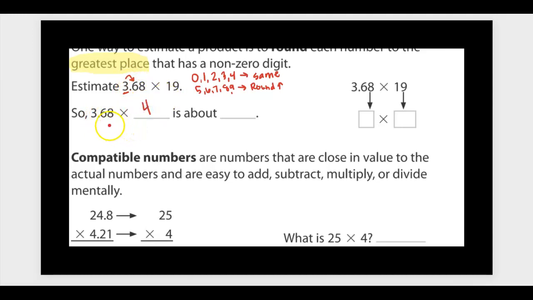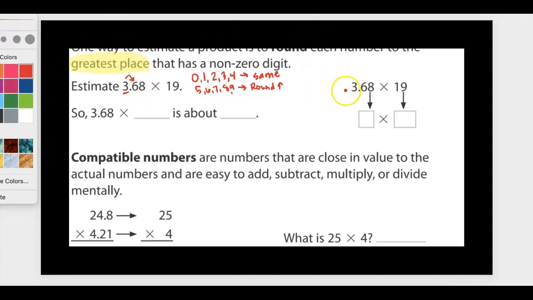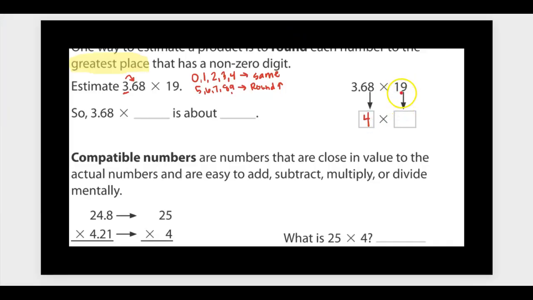Sorry, I did this backwards. That doesn't go there. So over here, 3.68 is going to round to about 4. 19, I'm looking at this 1, that 9 tells me that that 1 needs to be bumped up to a 2. And I just replace this digit with a 0. So it's going to be about 20.